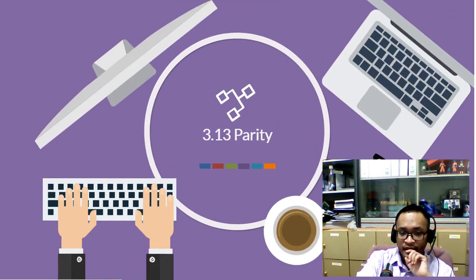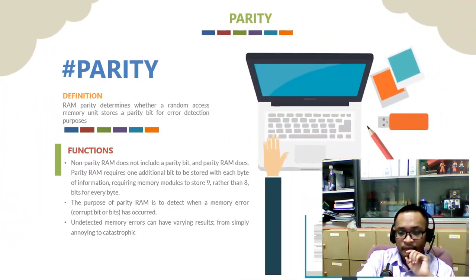And parity. Parity is a method of detecting errors in data that has been transmitted on the memory bus. So usually we have two types of parity: even parity and odd parity. Usually, a single piece of data is represented by 8 binary digits. So if the RAM is set with parity, you will have another number that we call the parity bit.